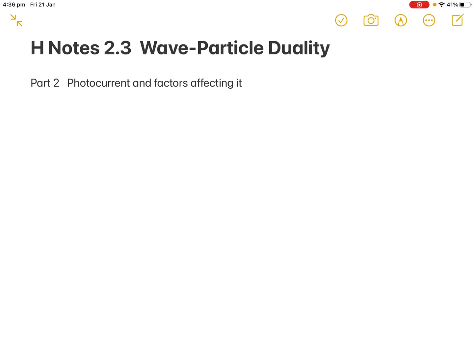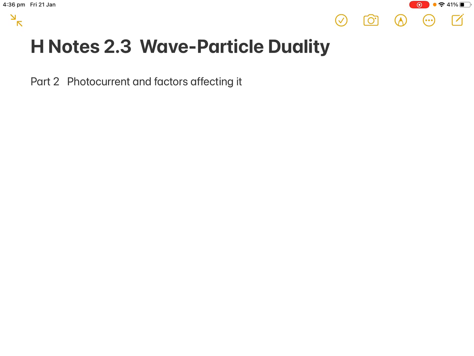Higher Notes, Unit 2, Section 3, Wave-Particle Duality. This is part 2, where we look at photocurrent and factors affecting it.